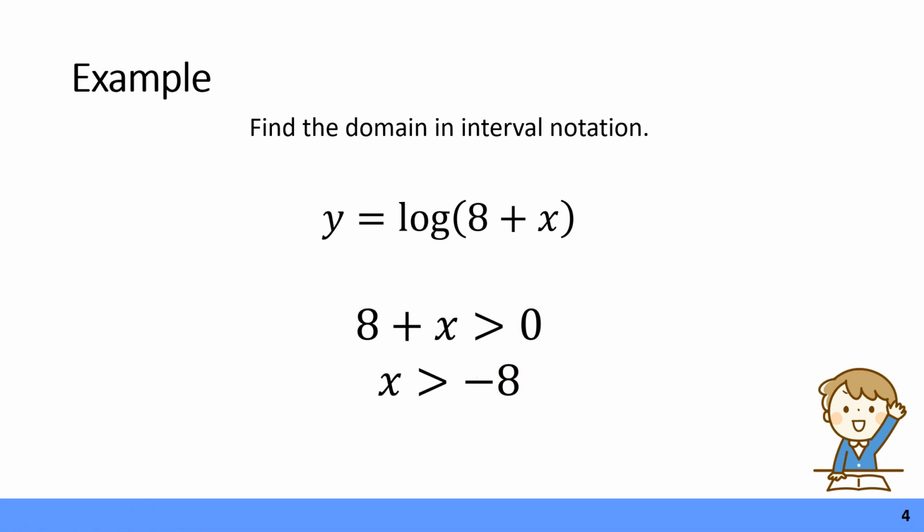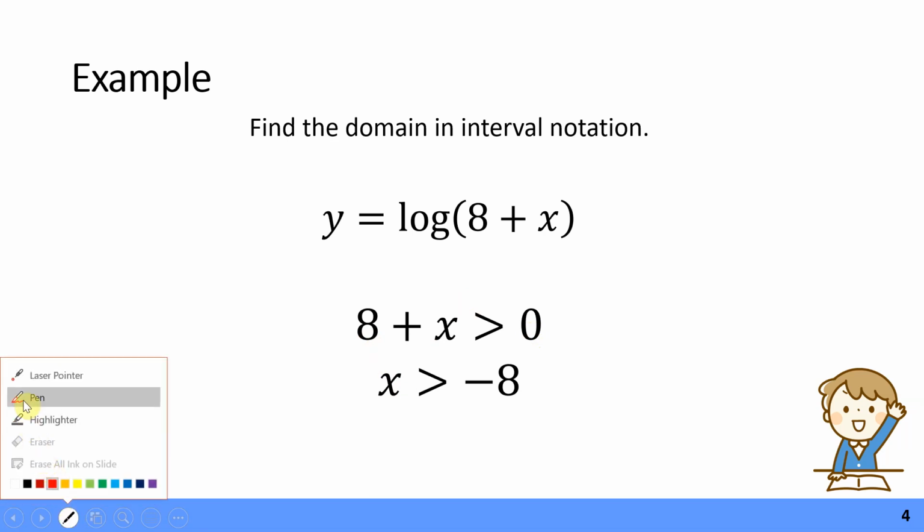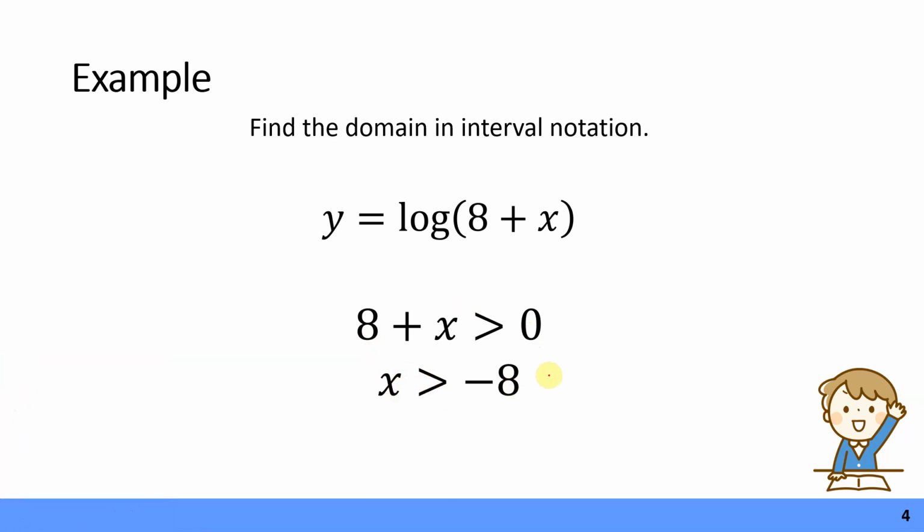Now, just remember this. If you're solving something like this and for some reason you end up dividing or multiplying by a negative number, remember the sign flips. In this case, we didn't have to flip anything because all I did was subtract 8 from both sides. So I subtract 8, and believe it or not, that's my final answer. X is greater than negative 8.